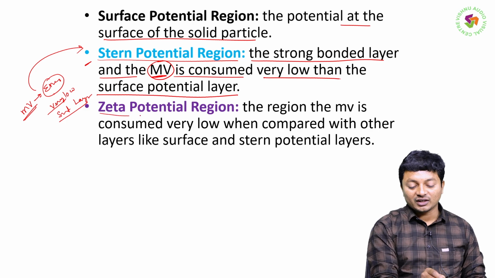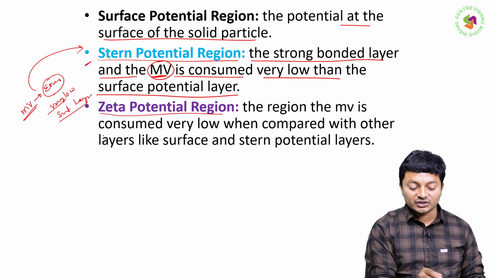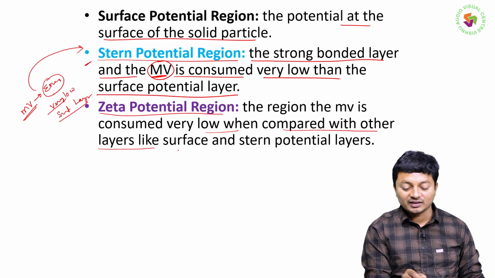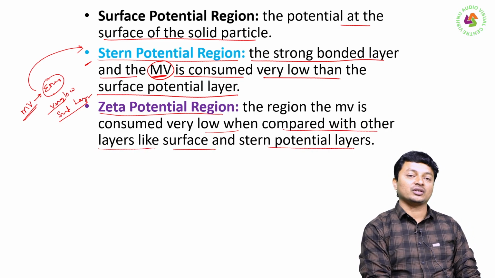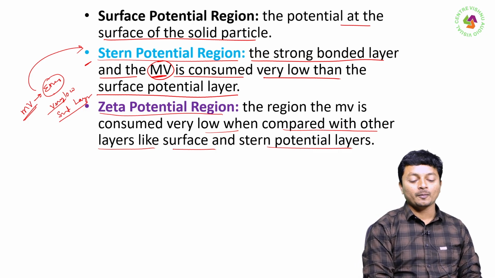Now we have the zeta potential region. In this region, the millivolts consumed are very low compared with the other layers, like the surface and Stern potential regions. This is known as the zeta potential region.